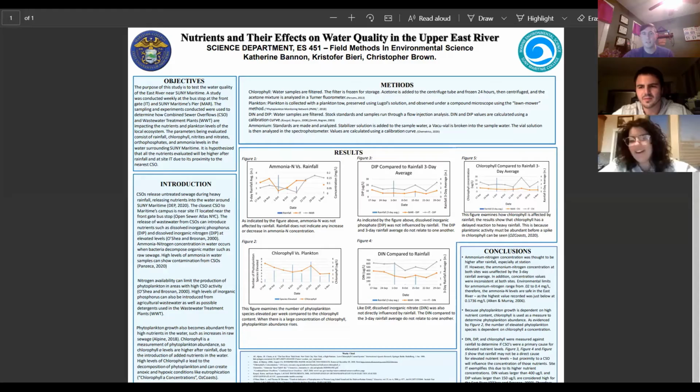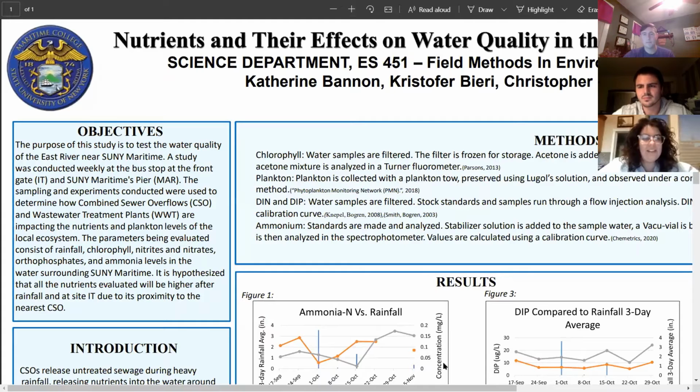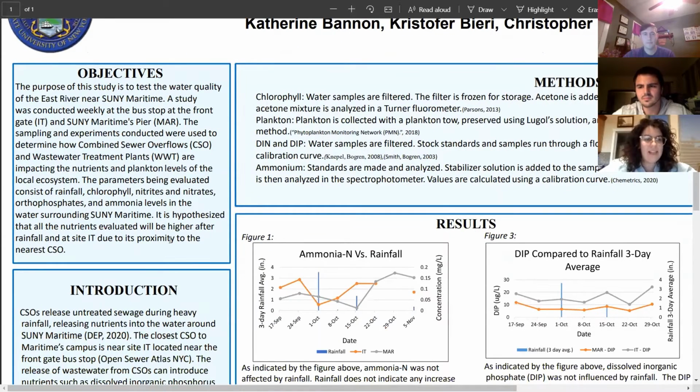Our experiment was testing the water quality at two sites near City Maritime. We tested the bus stop near the beginning of campus, and then the pier where the ship is located inside the basin of Maritime. We tested parameters including rainfall, chlorophyll, nitrates, nutrients like phosphates and ammonia, as well as phytoplankton abundance.